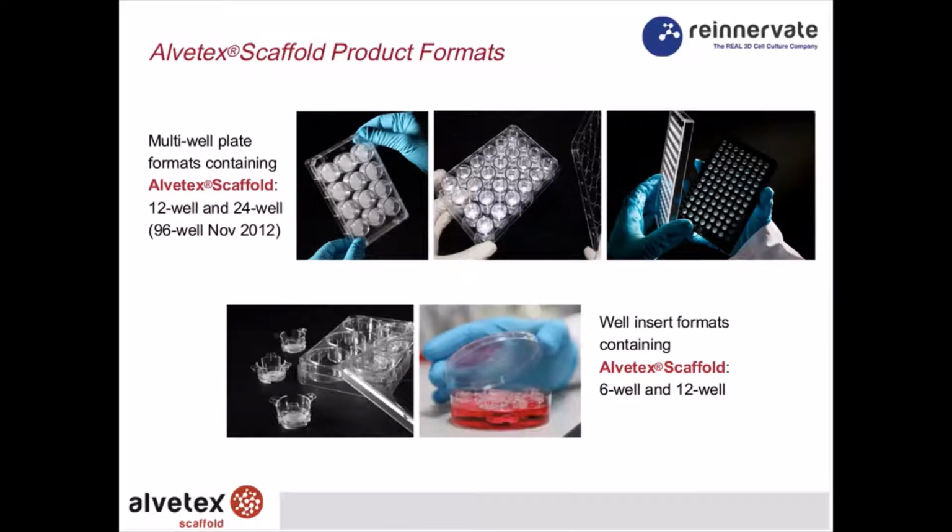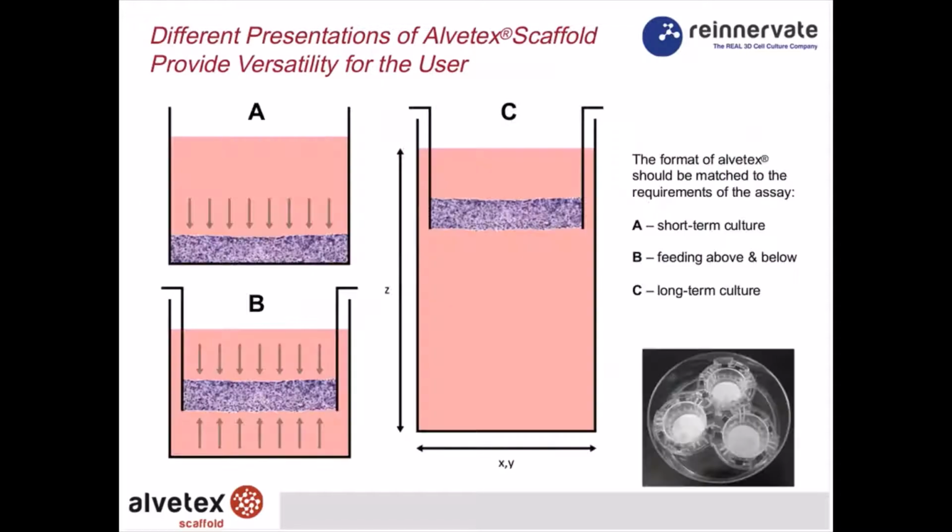These are the various formats of Alvetex which are currently available. These include multi-well plates, such as the 12, 24, and 96 well versions. And here we have well inserts. We have available currently 6 and 12 well inserts. The presentation of the scaffold is really very important for how the cells grow and function inside the material.